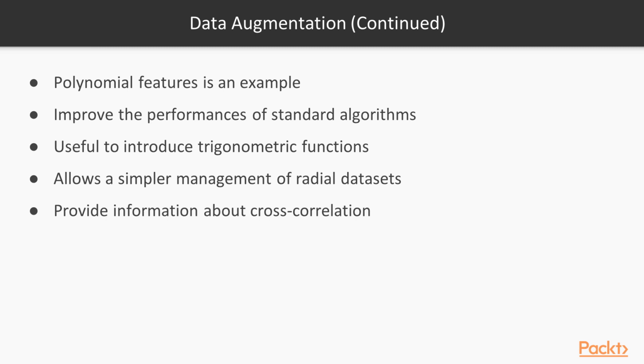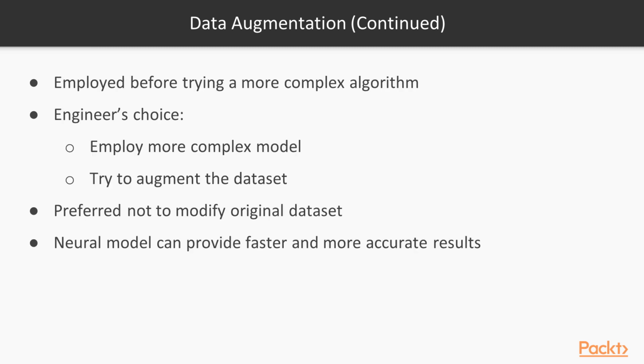Polynomial features is an example of data augmentation that can really improve the performance of standard algorithms and avoid overfitting. In other cases, it can be useful to introduce trigonometric functions. The former allows a simpler management of radial datasets, while the latter can provide the classifier with information about the cross-correlation between two features. In general, data augmentation can be employed before trying a more complex algorithm. For example, a logistic regression, that is a linear method, can be successfully applied to augmented nonlinear datasets.